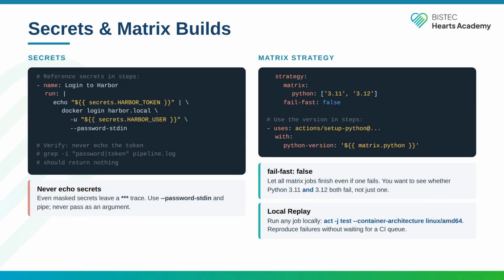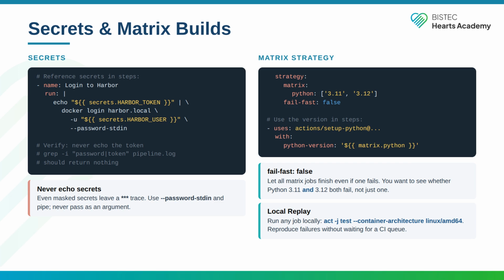Secrets belong in the platform secrets store, and never in the pipeline file or the commit history. The correct pattern for Docker login is to pipe the password through standard input using the password-stdin flag. This means the secret never appears in the process list or shell history. After a pipeline run, you can verify cleanliness by searching the log for common credential keywords. If that search returns anything, you have a leak to fix.